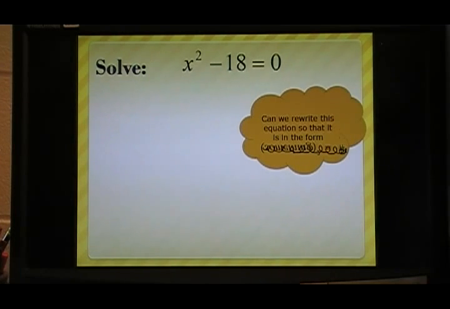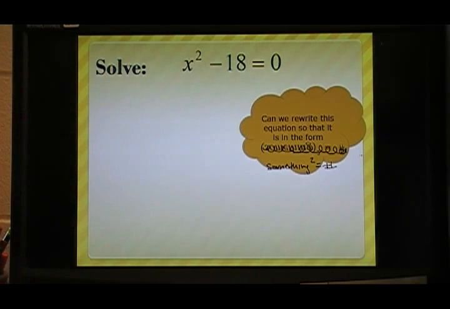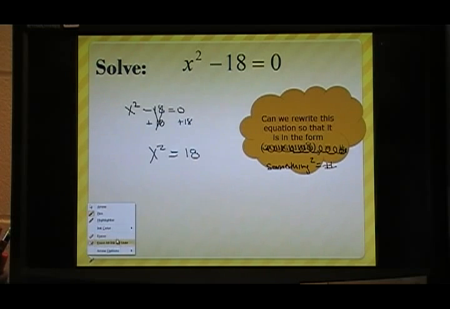So we could not factor, but can we rewrite it so that it has the form of something squared equals a number? We can if we get the 18 on the other side. So we have x squared minus 18 equals 0. If I add the 18 to both sides of the equation, I have something squared equals a number. And if you can write it in that form of something squared equals a number, then you can solve by, not really, but we say take the square root of both sides.